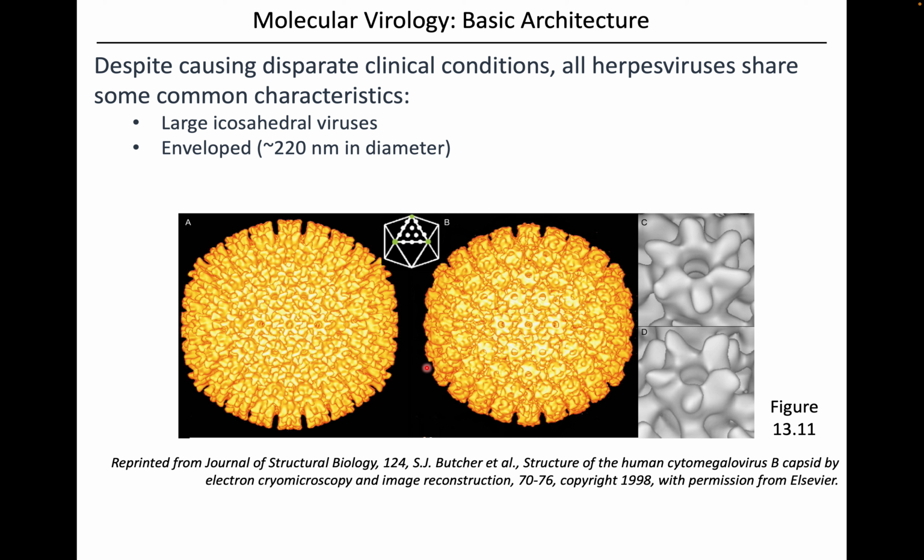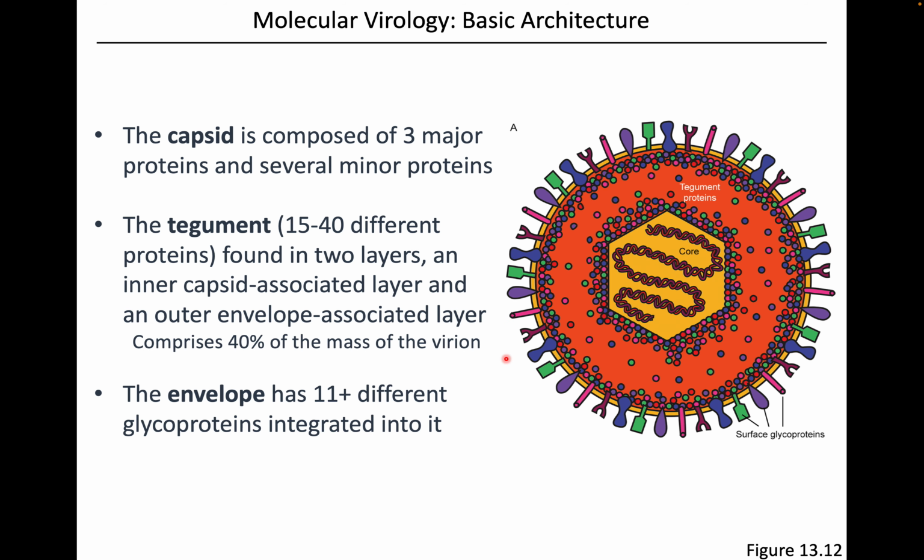So as you saw in the first video, we had some pretty diverse clinical conditions caused by this family of herpes viruses. But despite the fact that they're causing different diseases, in terms of the molecular virology and their structure, they do all have some similarities. These are all enveloped icosahedral viruses, and they're all pretty big as far as icosahedrons go. It gets a little crazy, as you can see here, when you start looking at the structure, because there's an unusually large number of proteins that are produced by this virus and associated with the virion.